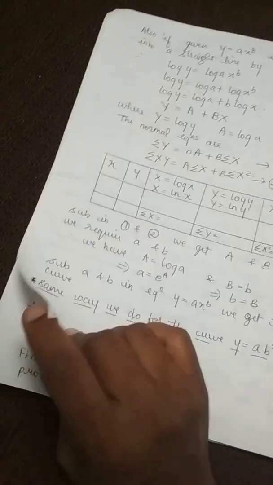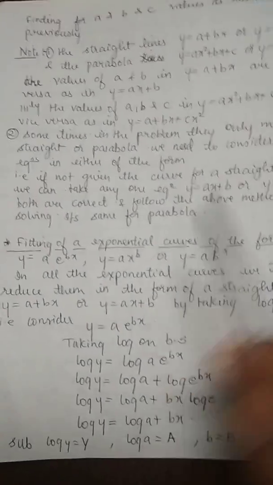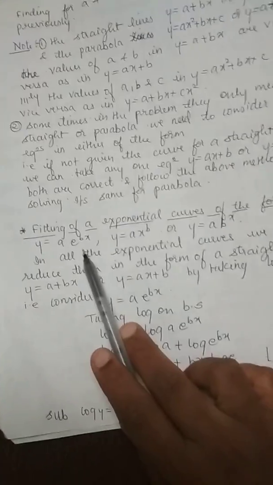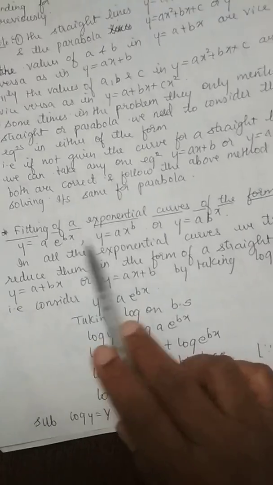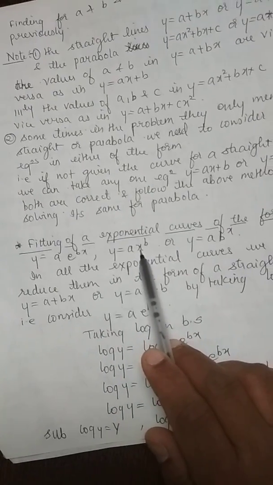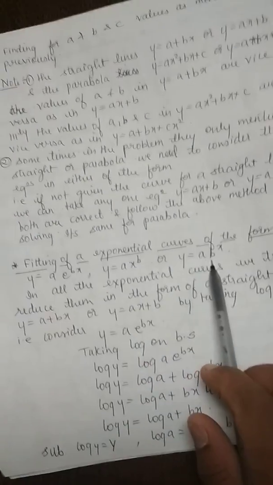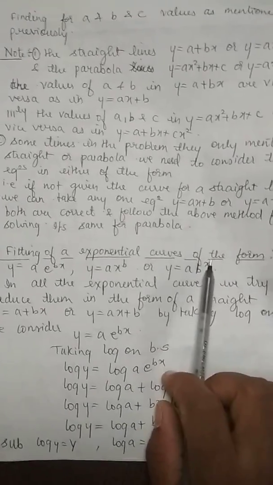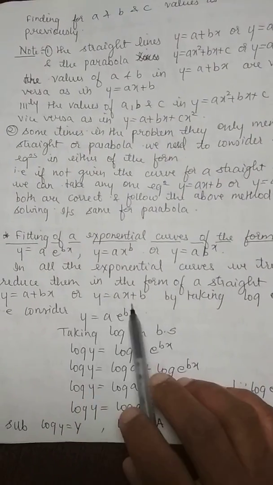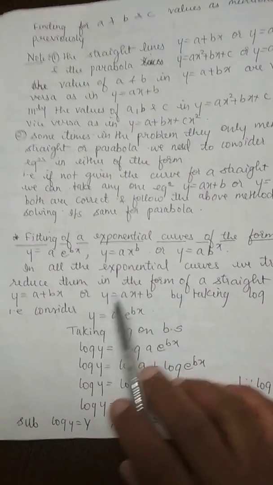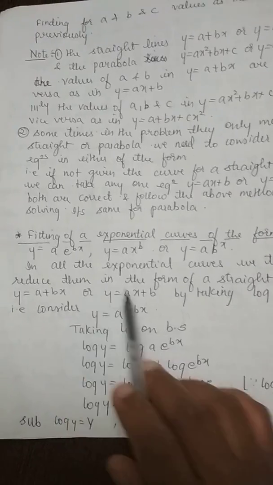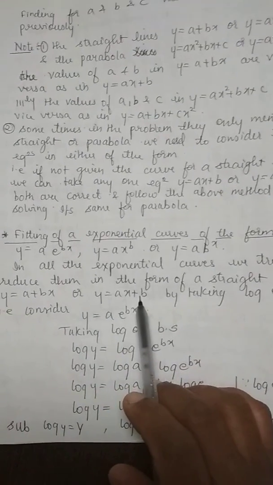Next we'll go for exponential curve. Fitting of an exponential curve of the form: the curves are y is equals to a into e raised to bx, or y is equals to a into x raised to b, or y is equals to a into b raised to x. The first thing is we need to reduce the exponential curve in the form of a straight line, that is y is equals to a plus bx or y is equals to ax plus b.